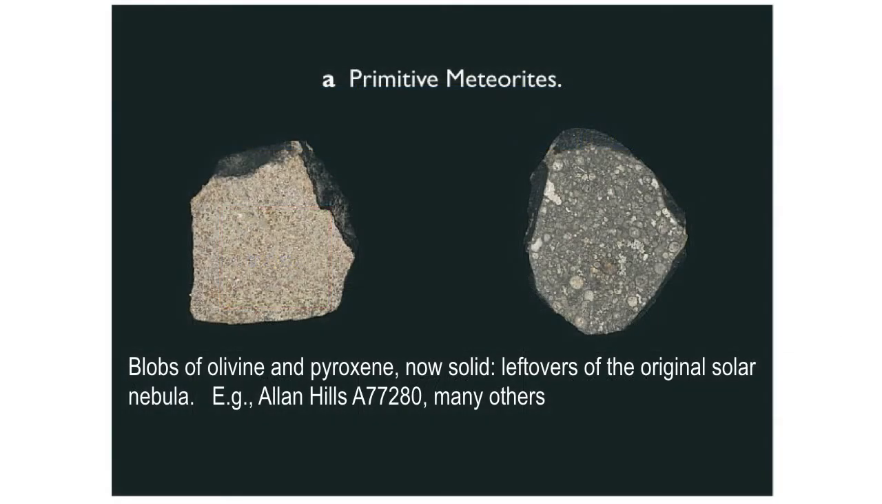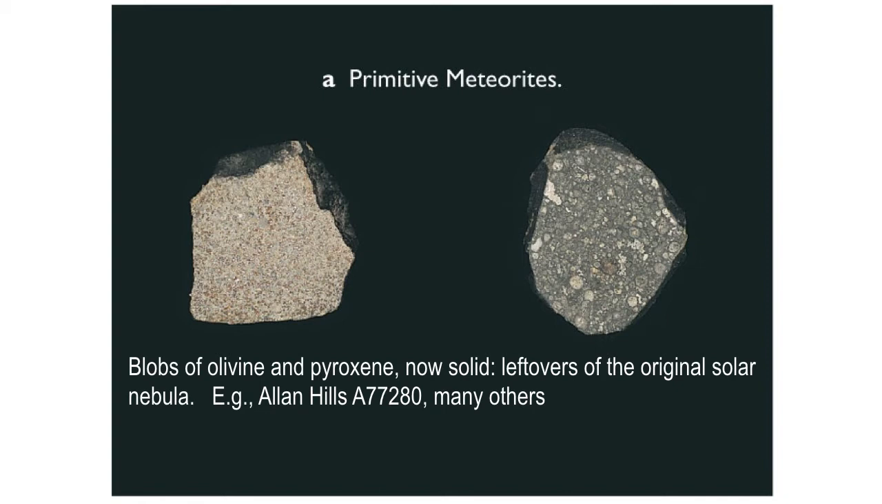All right, so a little bit more about meteorites. Here's 2. These are figures from your textbook. Primitive meteorites. These are the kind that are the leftovers from the solar nebula. So they're blobs of minerals, pyroxene, olivine, and so forth. Okay, they're now solidified.